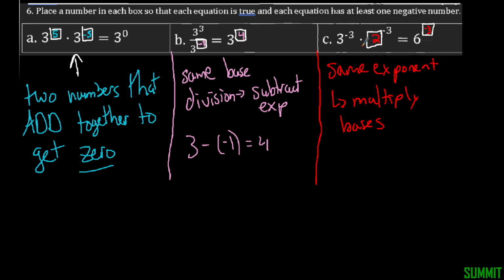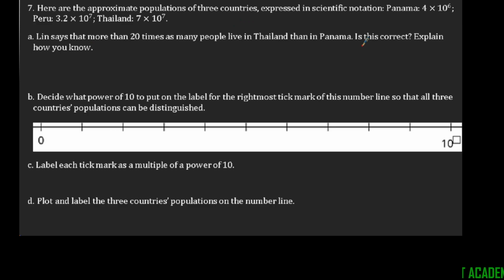All right. And then lastly, for number 7, it says, here are the approximate populations of 3 countries expressed in scientific notation. Panama is 4 times 10 to the 6th power, Peru is 3.2 times 10 to the 7th power, and Thailand is 7 times 10 to the 7th power. Lin says that more than 20 times as many people live in Thailand than in Panama. Is this correct? And explain how you know.